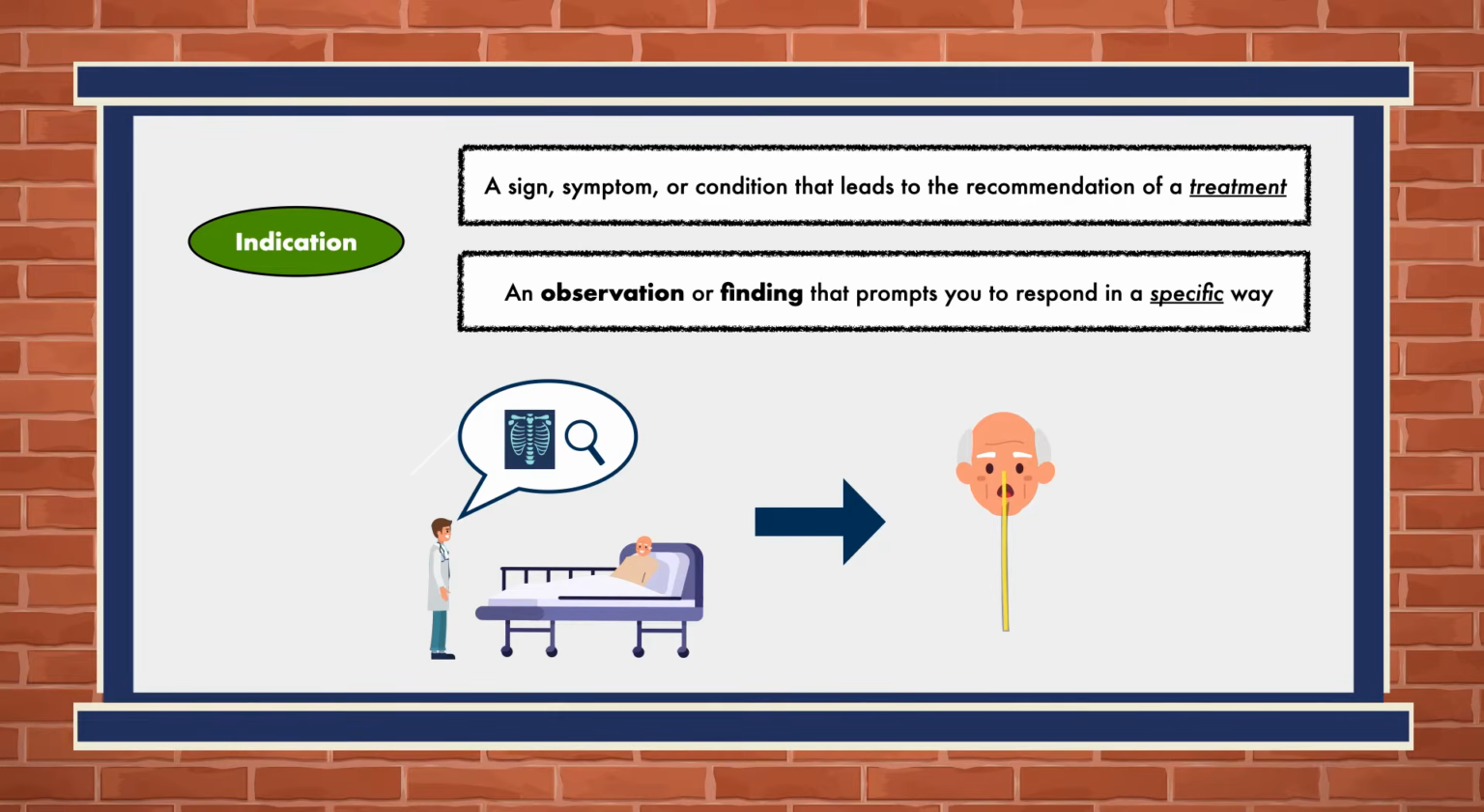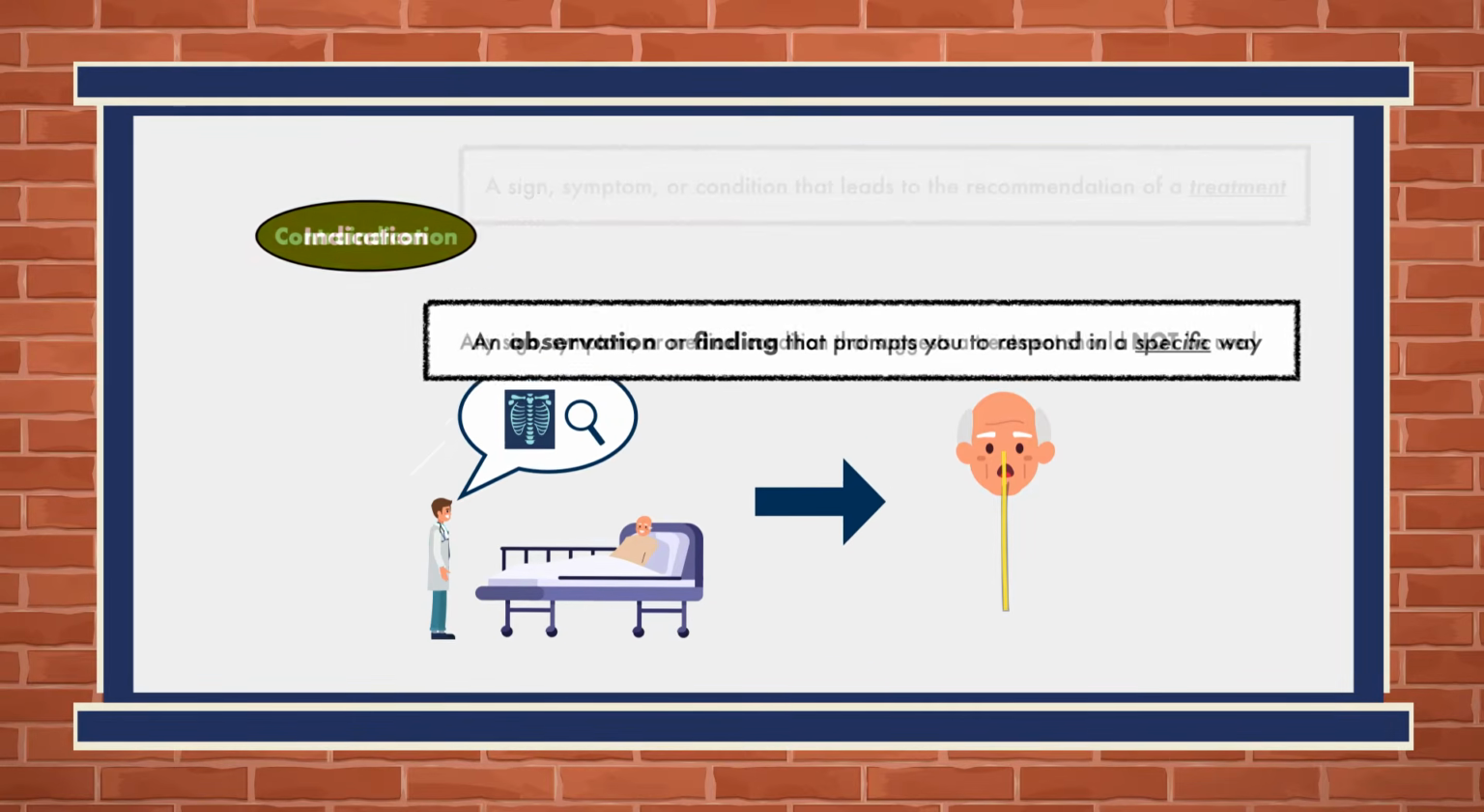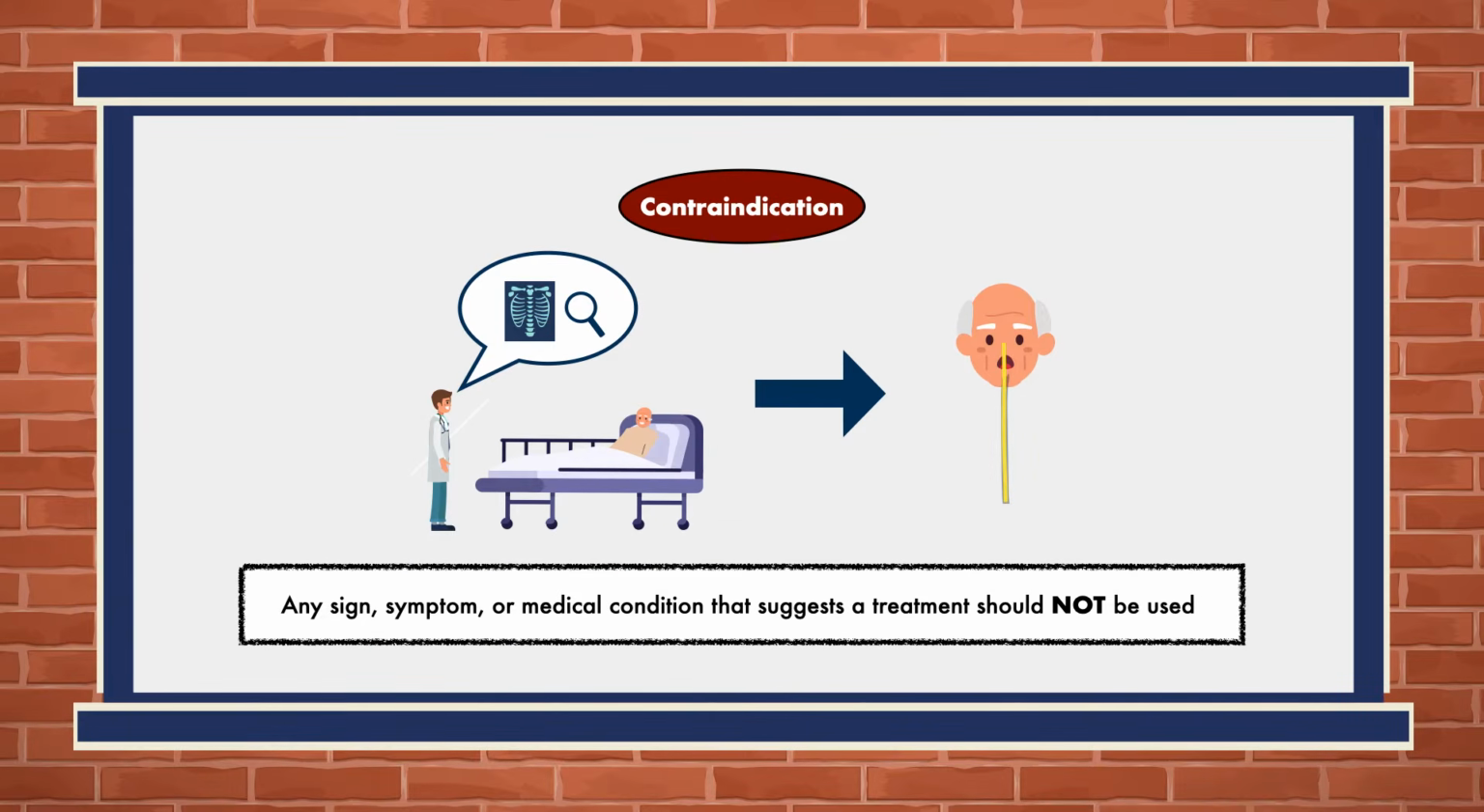This is the opposite of a contraindication. A contraindication is any sign, symptom, or medical condition that suggests a treatment should not be used. If we think of ourselves as clinicians who always do what is best for the patient, contraindications tell us what we can't or shouldn't do because the treatment may put our patient in danger. So, when it comes to contraindications for enteral nutrition, we are talking about anything discovered during the assessment of the patient that leads us to recommend against a feeding tube.